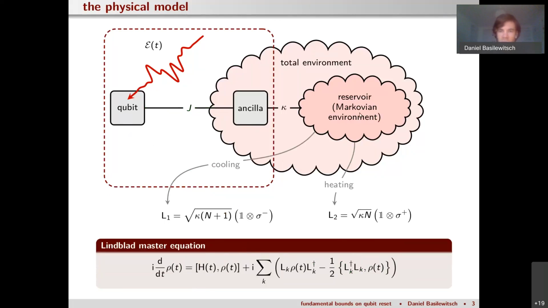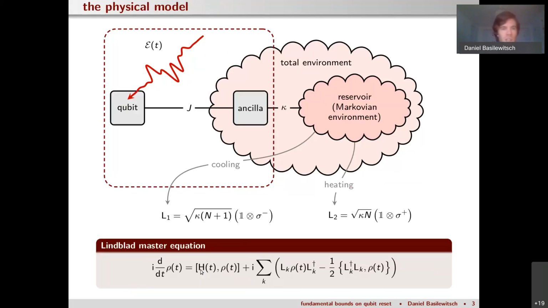And then we modeled the influence of the remaining environment as a Markovian evolution, so we assumed the environment to be at some finite temperature, so it gives rise to a cooling and a heating term. And we modeled the dynamics of the bipartite system of qubit and ancilla with the Lindblad master equation.